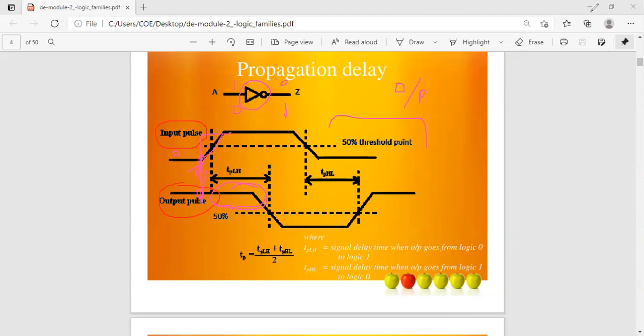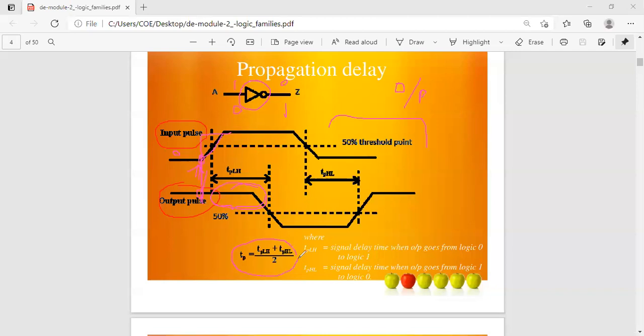Right? So in our examination, whether it is a 2 mark question or a big question, you have to write everything. Propagation delay is the minimum time duration taken in the transition period, in the transition period of pulse changing in the input and the output. That is what we have mentioned here. You just have to draw this diagram. Then it is a general formula.